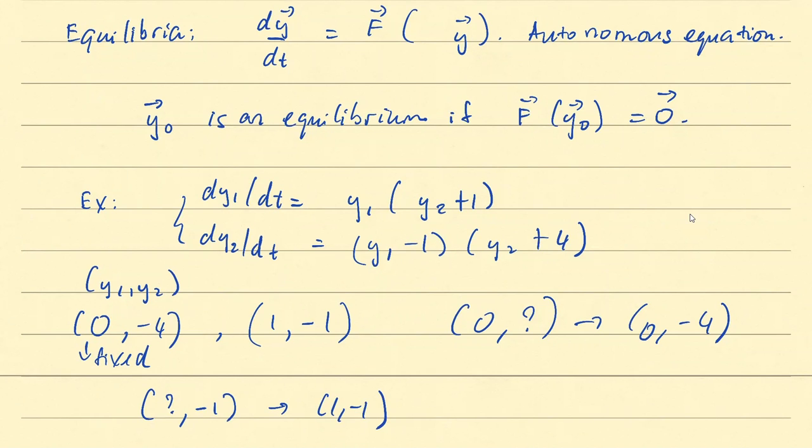So I might have switched kind of freely between coordinate notation and vector notation, but they're kind of the same.